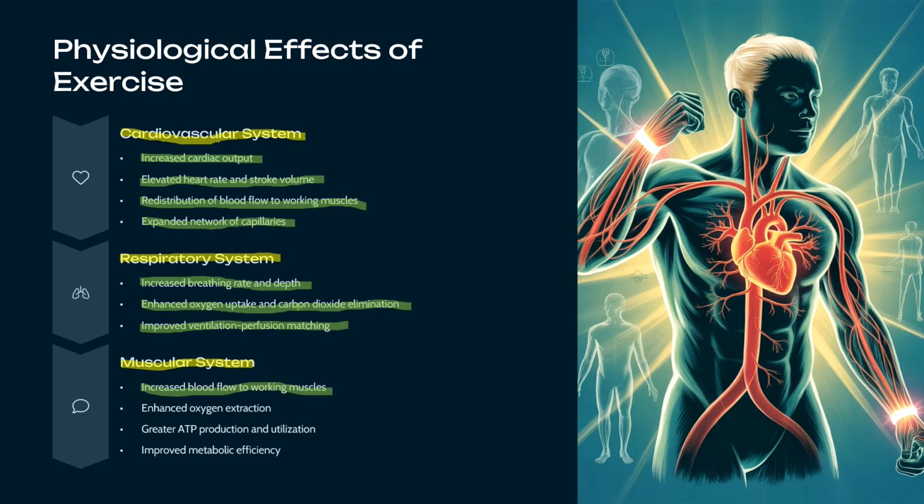As I have already told, the more the muscle is working, the more the demand for oxygen. Enhanced oxygen extraction, then greater ATP production. ATP, we all know, is the powerhouse, adenosine triphosphate. So it is utilized at a higher rate. And improved metabolic efficiency. That means there is good metabolism inside the body which produces a high amount of energy in the form of ATP.